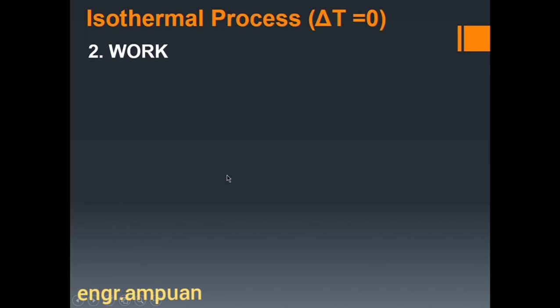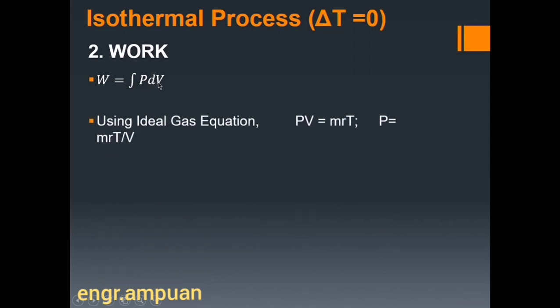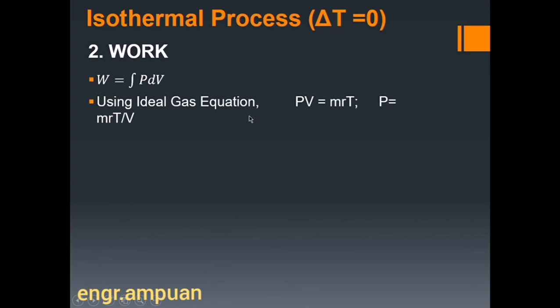Next is the work done by this process. Again, we all know that the work is equal to the integral of P dV. Using the ideal gas equation, PV equals mRT, if we are going to derive the equation, we could say, dividing both sides by volume, that the pressure is equal to mRT over V.